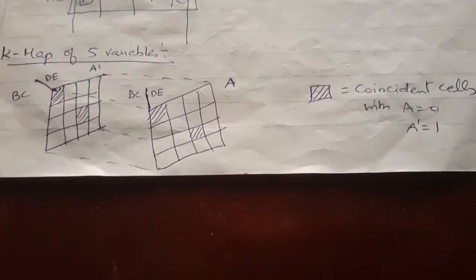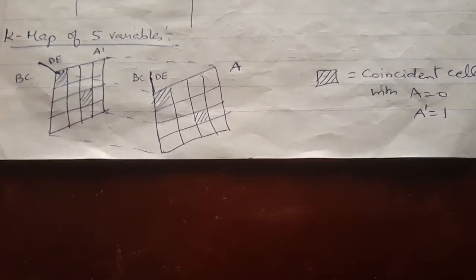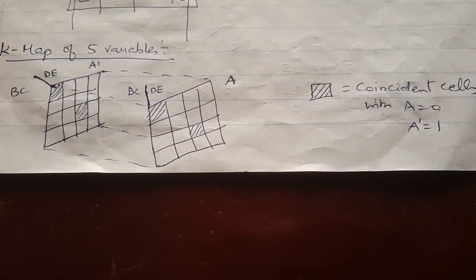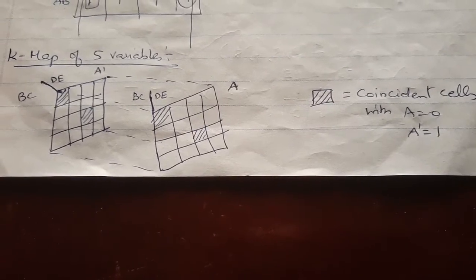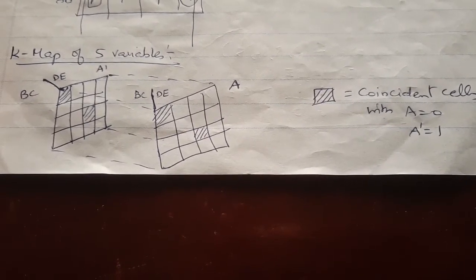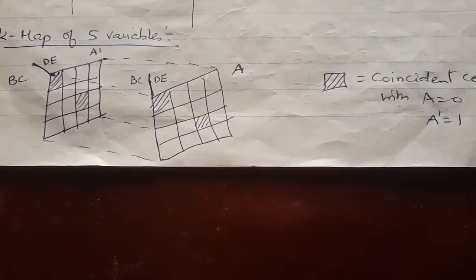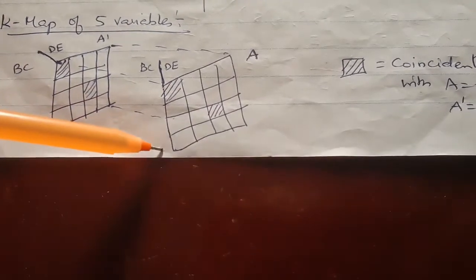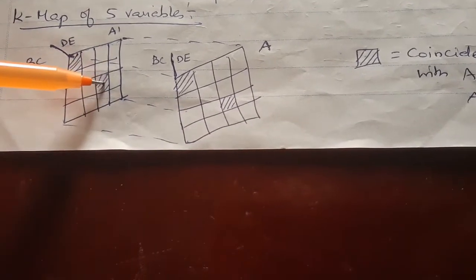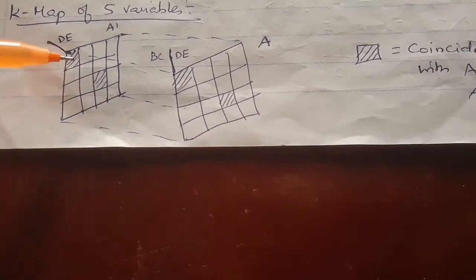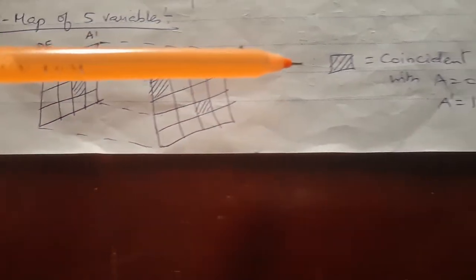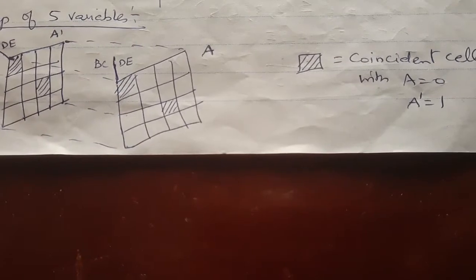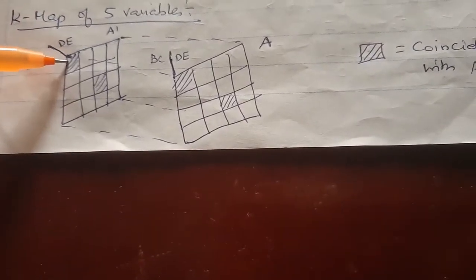Hello students, we are going to see about the K-map for 5 variables. We know how to do a 4 variable K-mapping. The 4 variable K-mapping is now projected in 3-dimensional format as shown in the figure. Whatever is shaded is called the coincident cells. This particular cell will match the same number of this cell.